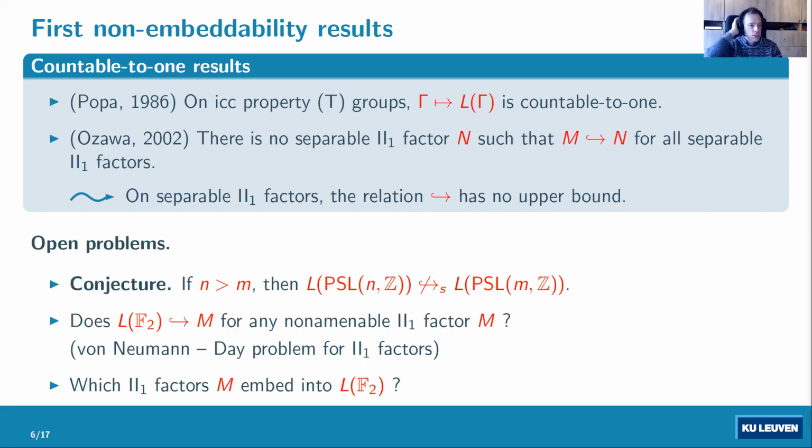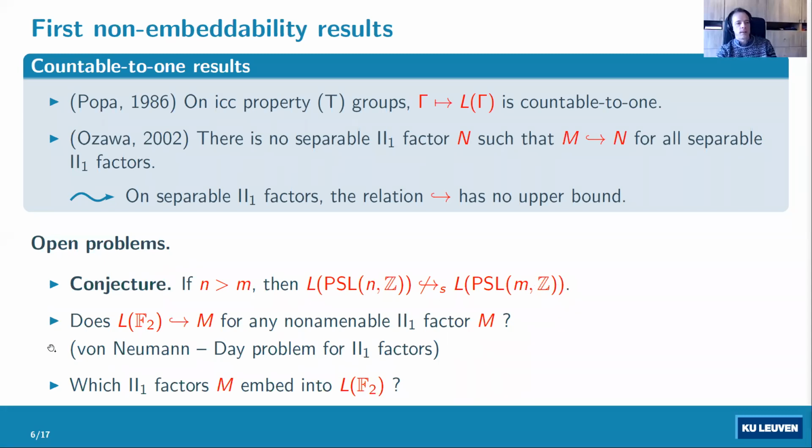Here are a few conjectures and open problems. I already mentioned the rigidity conjecture for lattices in higher rank simple Lie groups. I think it's even safe to conjecture that if n is larger than m, there is no room to embed the group von Neumann algebra of SL(n,Z) in the one of SL(m,Z). But we really lack tools to even approach this problem at this stage.